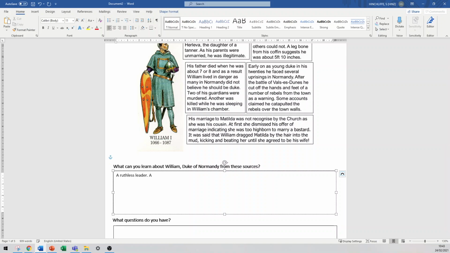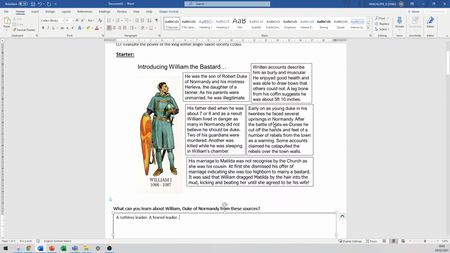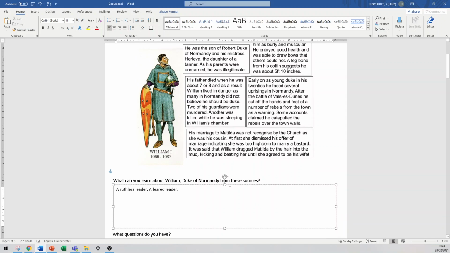He's also a feared leader as well. There's definitely evidence of him being quite cruel. So we know, when he was marrying his wife Matilda, he dragged her by the hair until she agreed to marry him. Obviously, there's evidence at Valognes that he's also quite cruel as well. So he's a cruel leader as well.